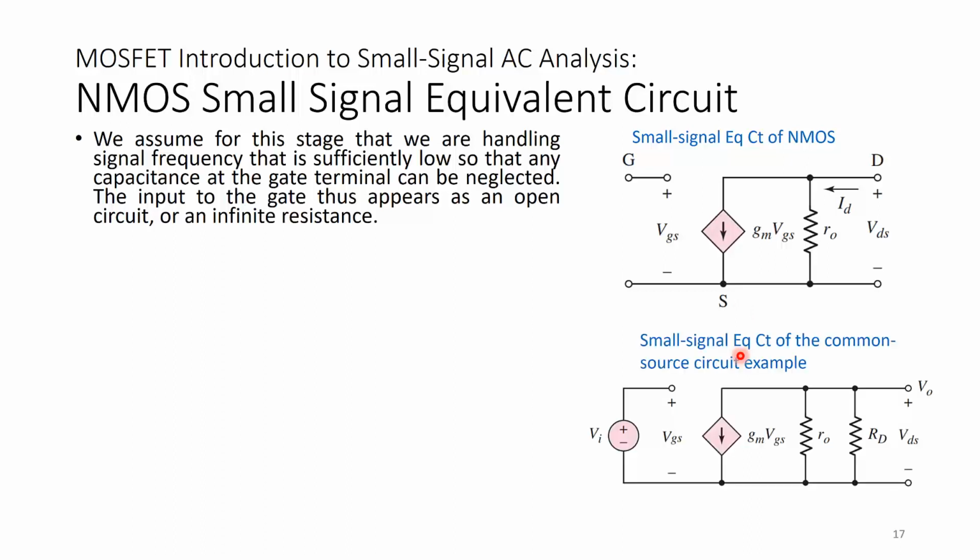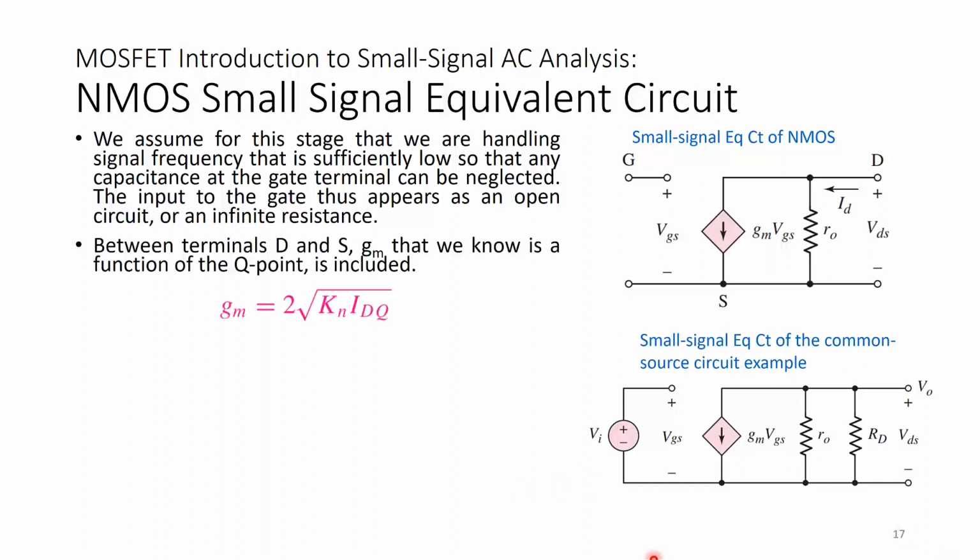Now let's draw a small signal equivalent circuit of the common source circuit example. The one at the top here is for the NMOS only. For whatever circuit that you have, as long as it is in saturation, you can use this circuit. But the one below here is this circuit still, which is vgs and gm vgs and ro, put here to represent the whole common source circuit example, which had RD and Vin in the notation. Between the terminals drain and source, the transconductance parameter gm that we know is a function of the Q point. So gm is equal to 2 times the square root of Kn IDQ.